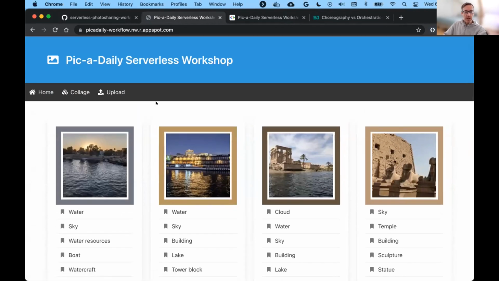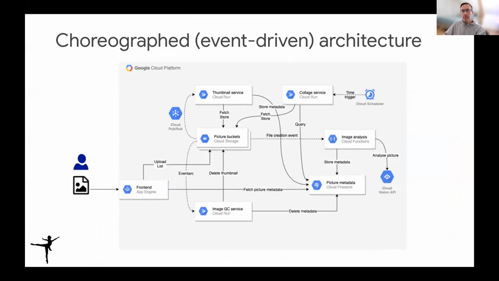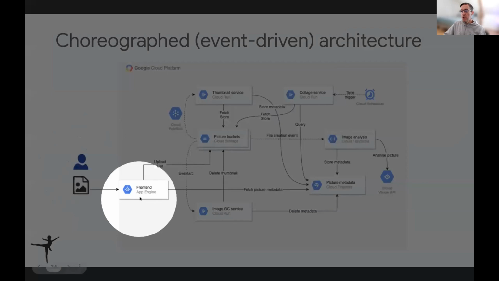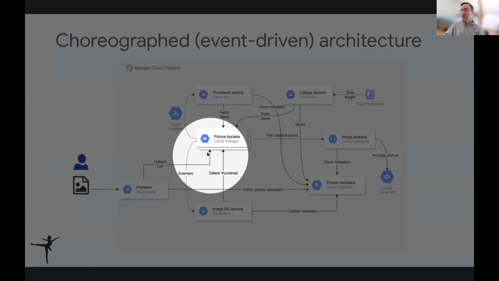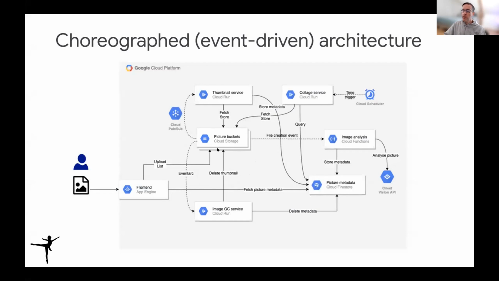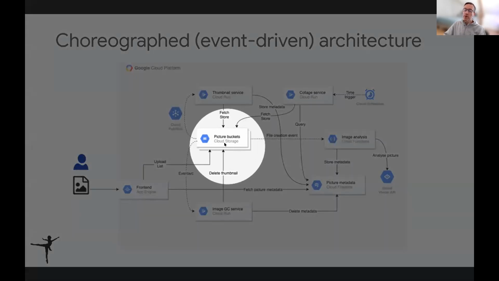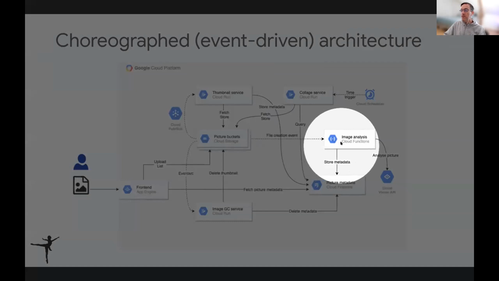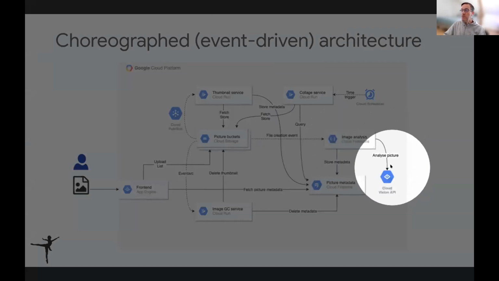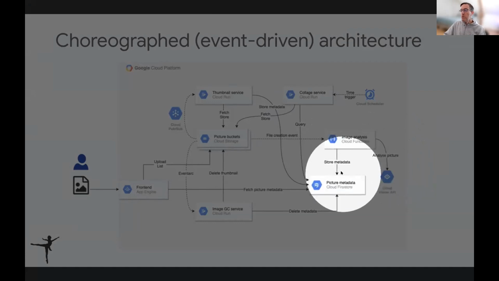So we built this application first in an event-driven manner, but we then rewrote it using an orchestrator. Here we have the architecture where users upload pictures through the front end, and the pictures are stored in a Cloud Storage bucket. That's an event that's going to trigger various services. We're going to call a Cloud Function that is going to call in turn the Vision API to analyze what's in the picture. We're going to store some metadata about the results in Cloud Firestore, which is a document-oriented NoSQL database, which is serverless too.